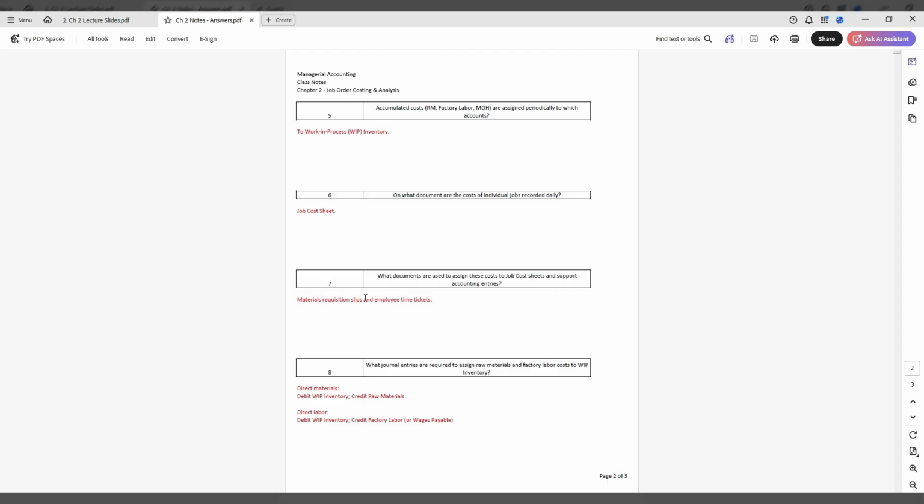Okay, what's the next one? So number 7 was material requisition slips and employee time tickets. And number 8, what journal entries are required to assign raw materials and factory labor to work in process overhead?